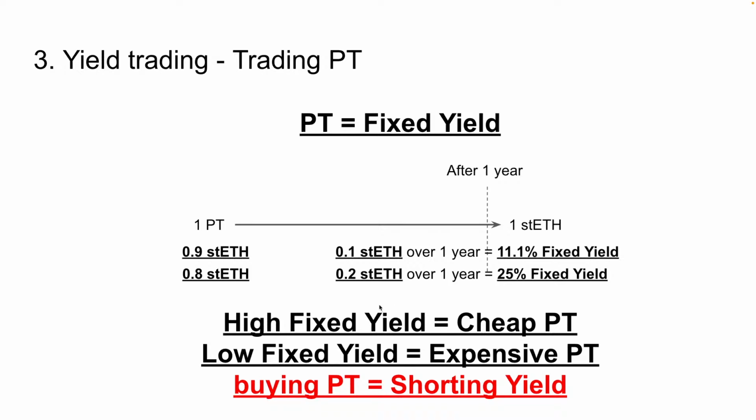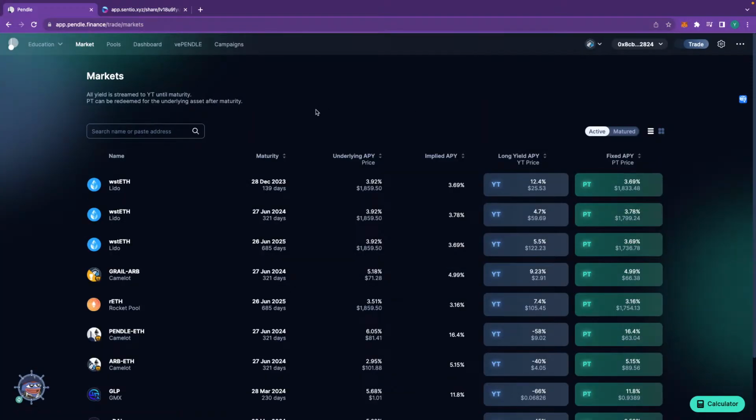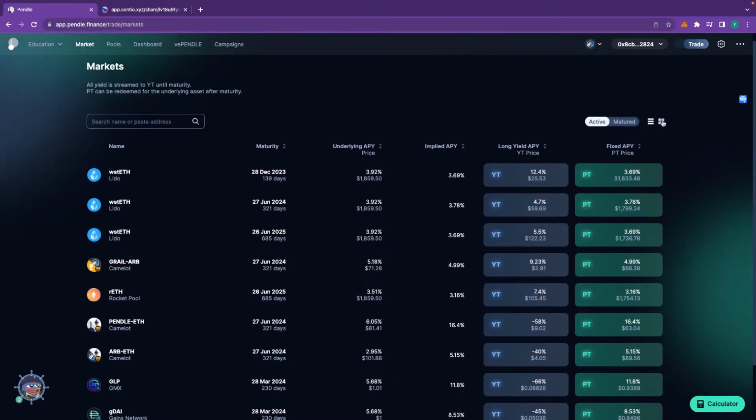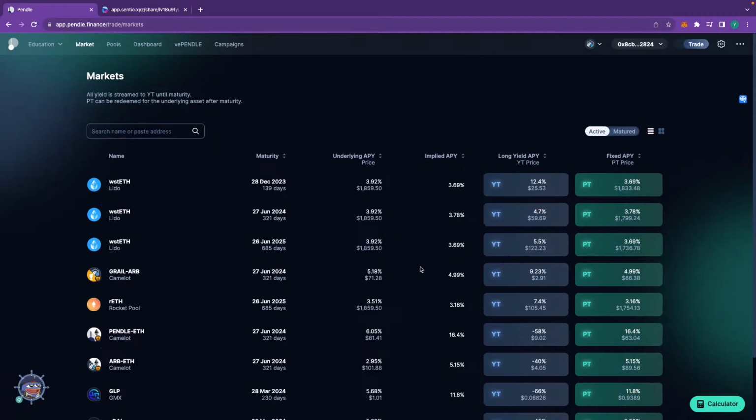But I think the easiest way to understand everything is to let me just show you how trading PT is like in practice. So exactly how you can trade PT on the trade page. I usually like to use this rows table view because it's easier to compare the different numbers. And on this market page, the most critical number we should look at is the implied APY column.